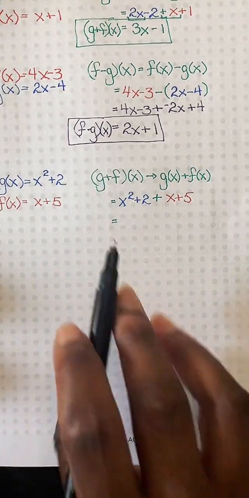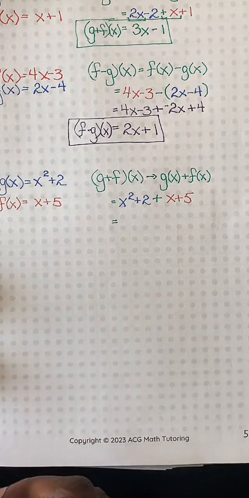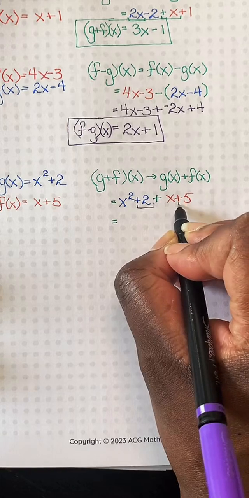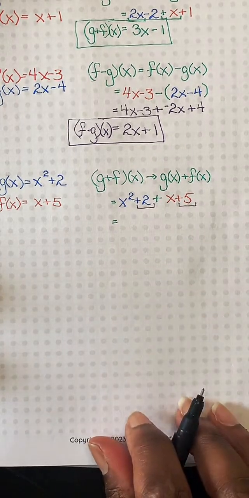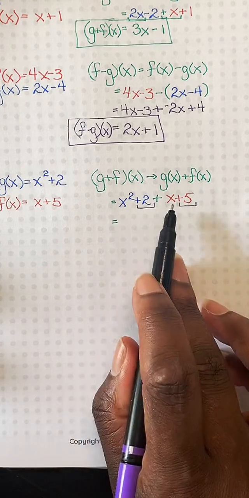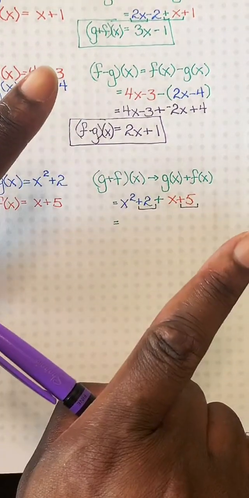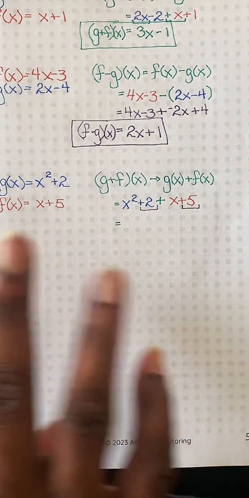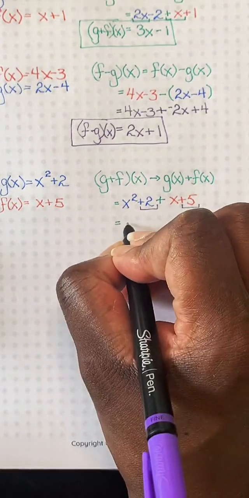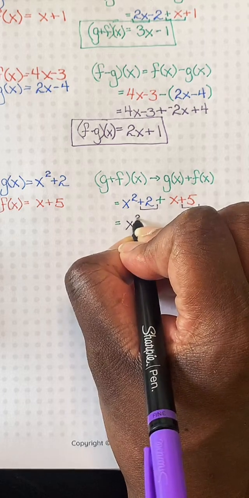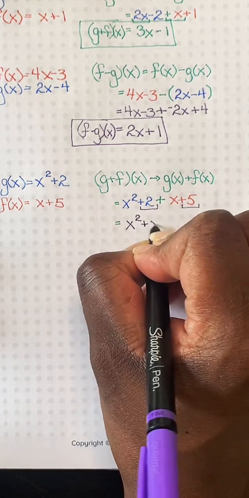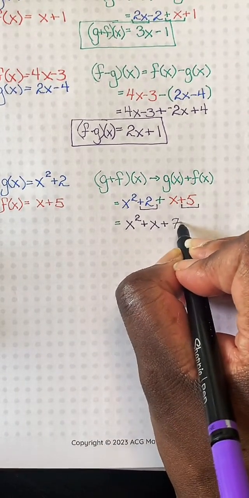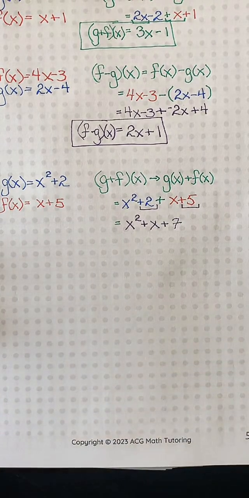All right, so now all we're doing is combining our like terms. The only two like terms that I see are the 2 and the 5. So my x squared and x, those are two separate worlds. The squared world and the standard 1 degree world, two separate. They can get close to each other, but they can never mix. But 2 plus 5, that will give me my 7.